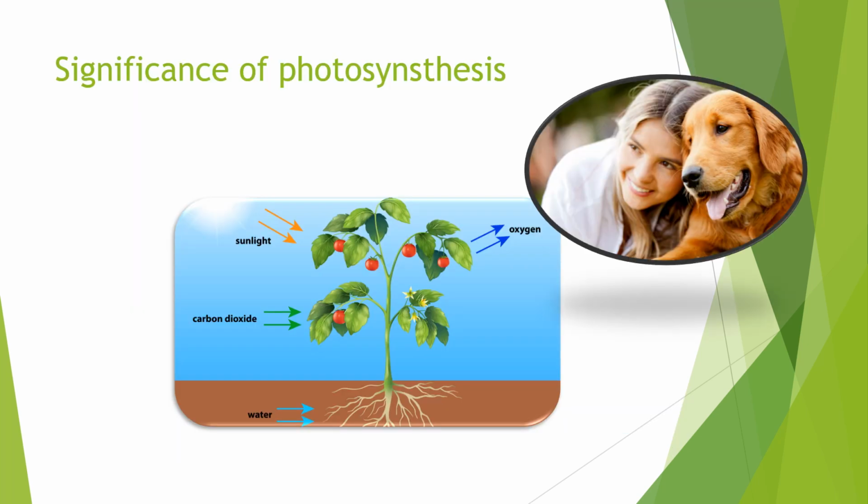Now here comes the significance of photosynthesis. So what is the significance of photosynthesis? We all living organisms on the earth, what do we require? We require food and oxygen to survive. So we require food and oxygen to live. The process of photosynthesis gives us both food and oxygen. Food is produced by the process of photosynthesis.